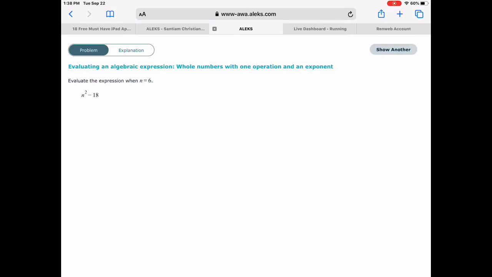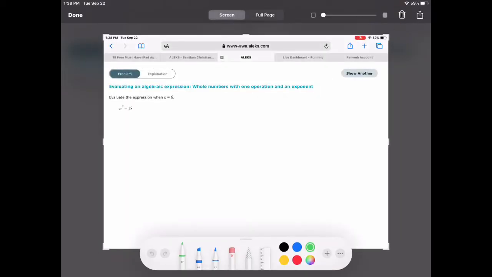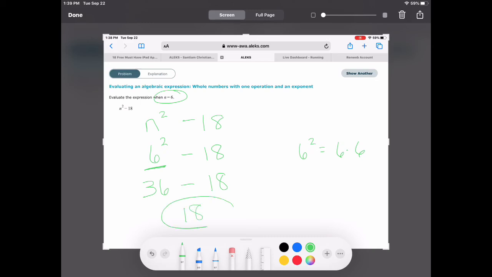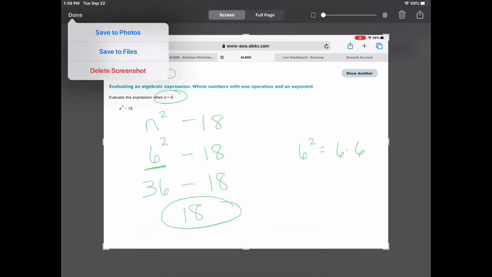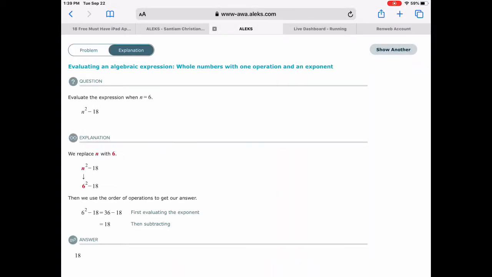All right, here we have a little exponent involved here. We're doing the same thing. We're just plugging in and practicing order of operation and exponents, things like that. So if I'm doing n squared minus 18 and n is 6, I have 6 squared minus 18. I must do my exponent first. 6 squared equals 6 times 6, which is 36 minus 18. And I believe that's going to be 18. There we go.